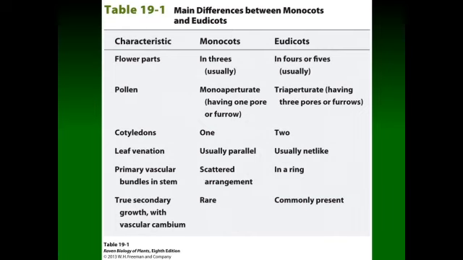Now, there are two groups within the angiosperms that we've talked about before, but I want you to remember. You have the monocots and eudicots. And I will be asking about these the whole semester, so you want to make sure that you know the difference between them. So the flower parts.